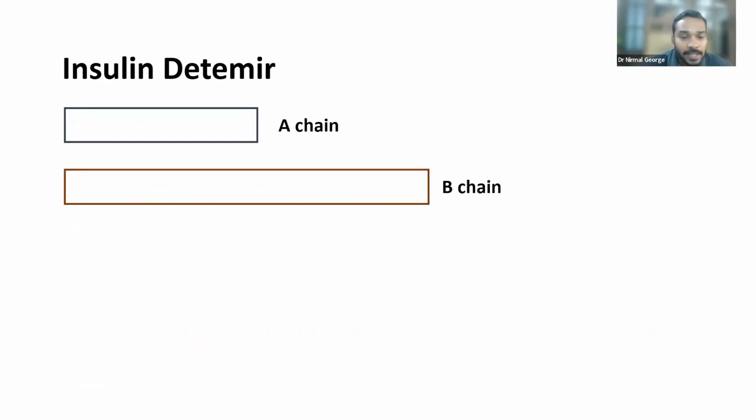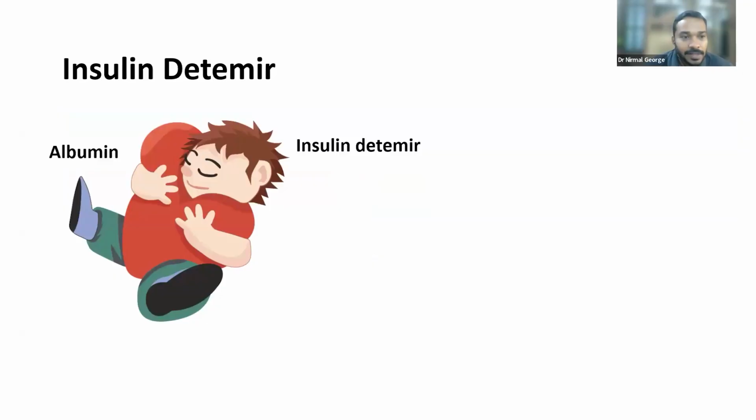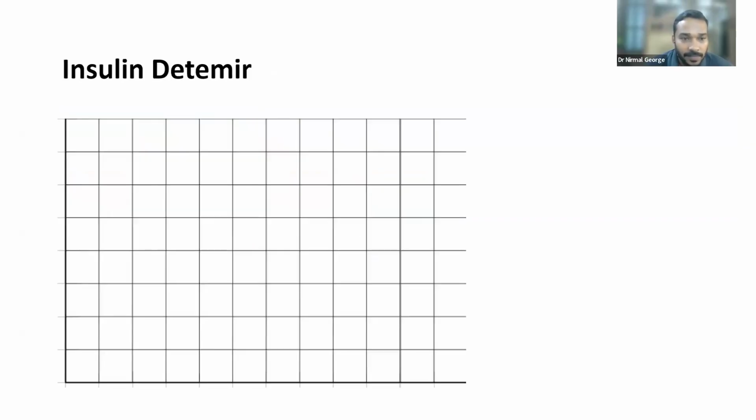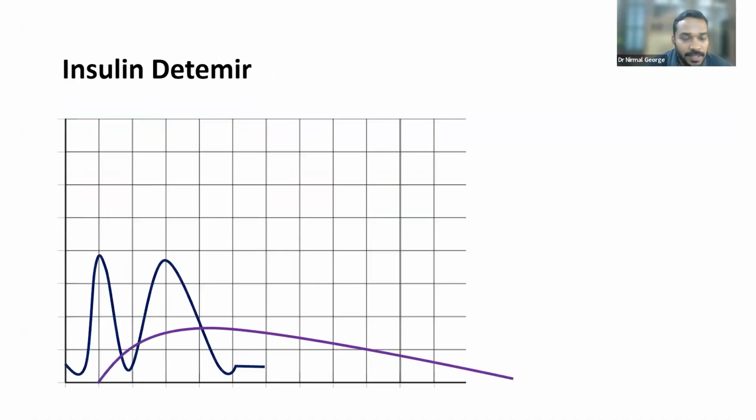The second long-acting insulin analog would be insulin detemir. In the 29th amino acid of the B chain, if you are adding a myristic acid, it will increase the pharmacokinetic profile of the insulin. This is called insulin detemir. Adding this myristic acid will result in formation of a bond between this insulin detemir and albumin. And this is inactive and is slowly released from the albumin, and that will result in a very long lasting effect.